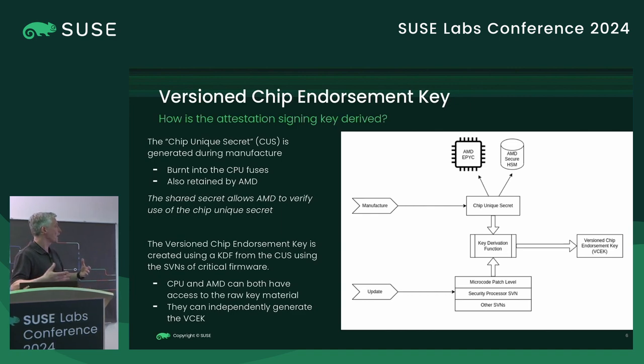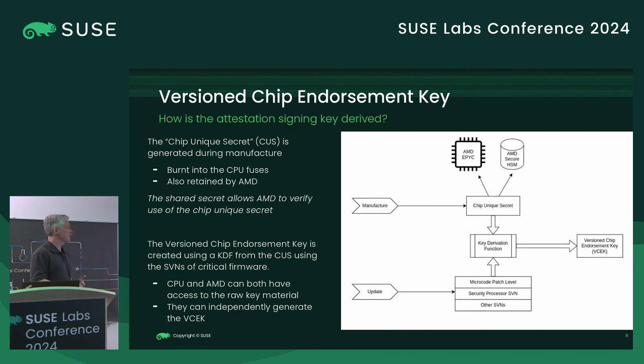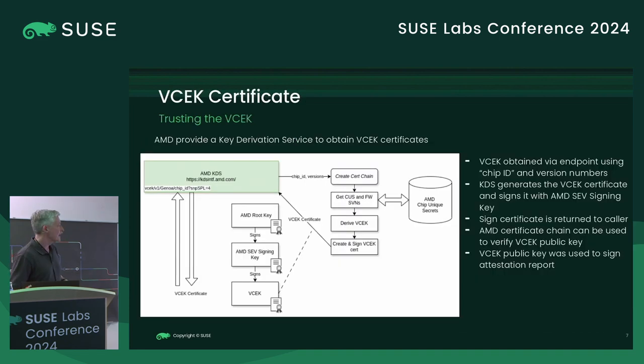So there's a way there of ensuring that if there's any requirement to change the security version number, you get a new key and you've got forward security going on there. So it's important to note here that the CPU has all of the information to generate this signing key. Oh, it's called the version chip endorsement key, by the way, the VCEK. The chip itself can generate that, but also AMD has exactly the same information to be able to generate that. And that's important for the next step.